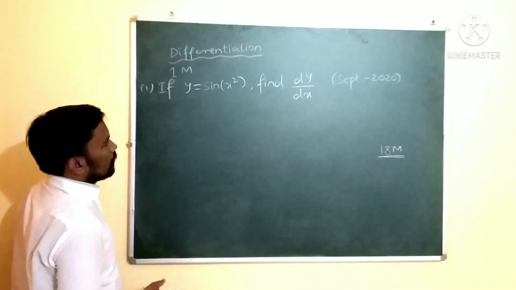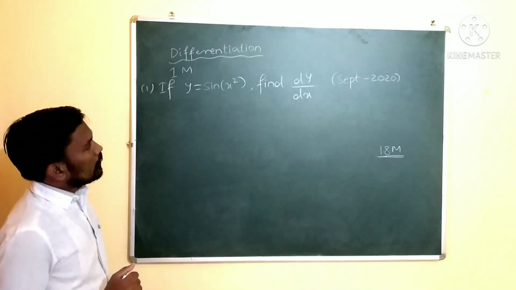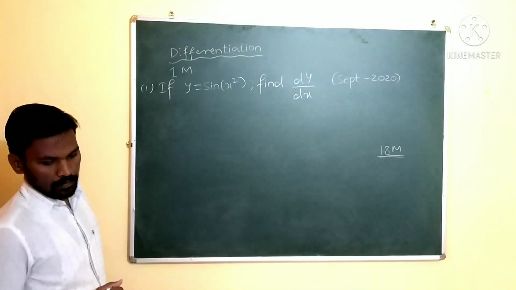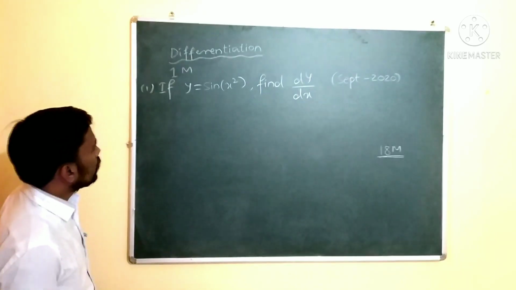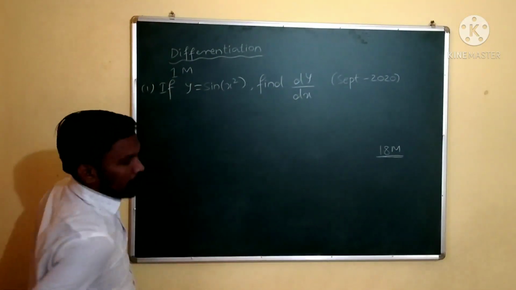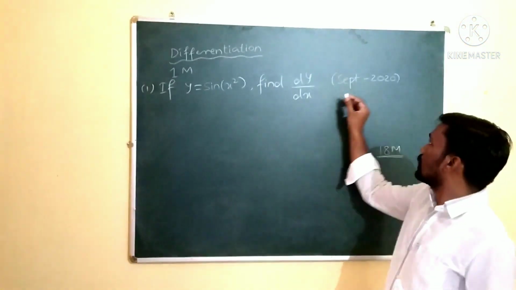Let me solve some previous year questions in part A, especially 1 mark questions. Look at question number 1: if y is equal to sine of x square, find dy by dx. It was asked in September 2020.